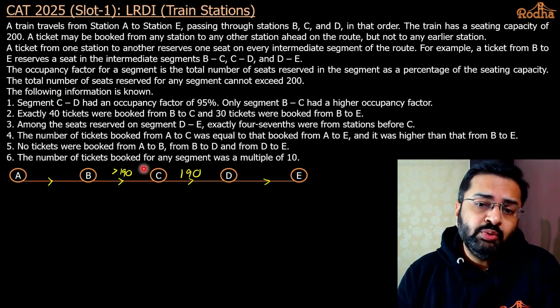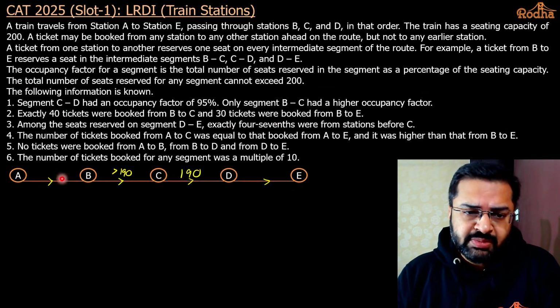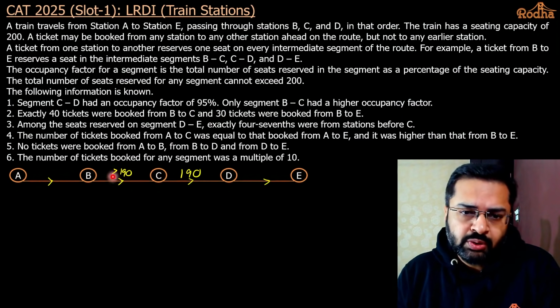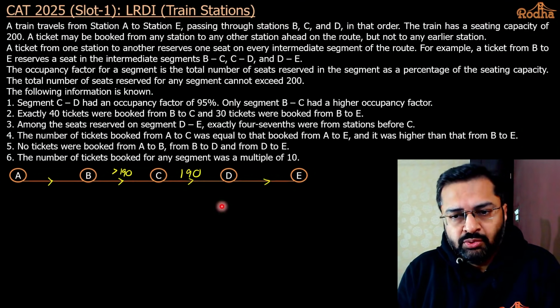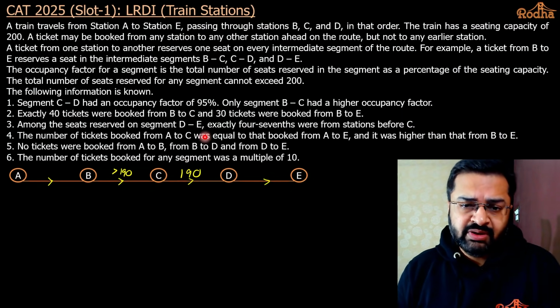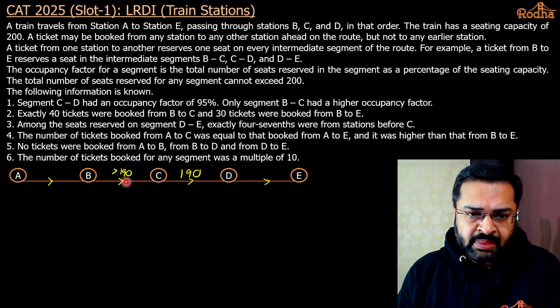Now tickets can be booked on multiple segments. So for example, you can book from A to B, from A to C, from A to D, from A to E. I mean, you can book any segment like this, from B to D, whatever. So what we can do is, because we'll need to figure out, looking at the questions, the exact number of tickets and occupancy factor and everything, I'll just write it separately.